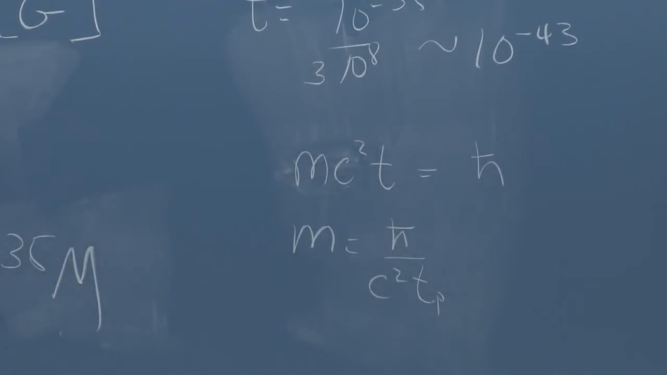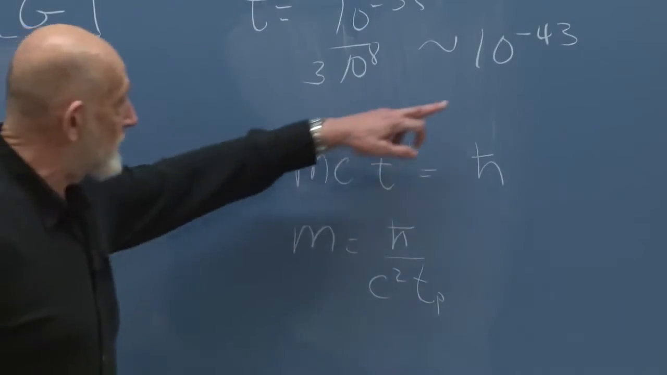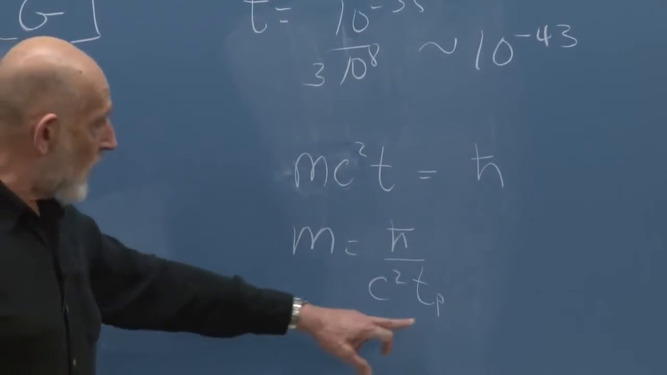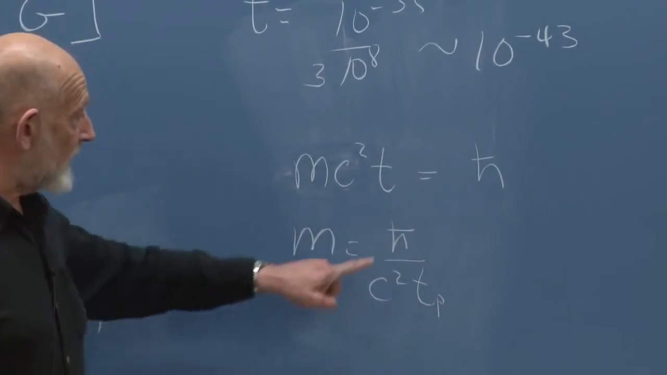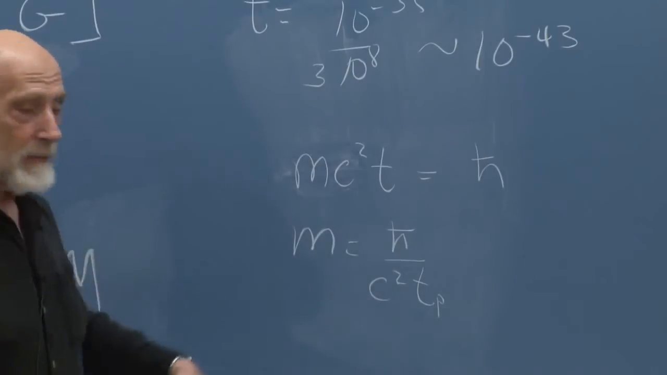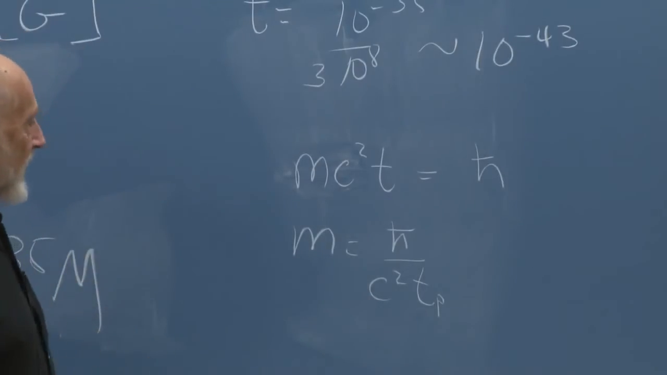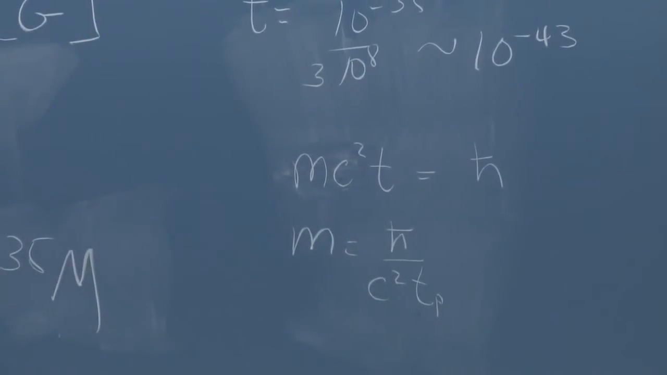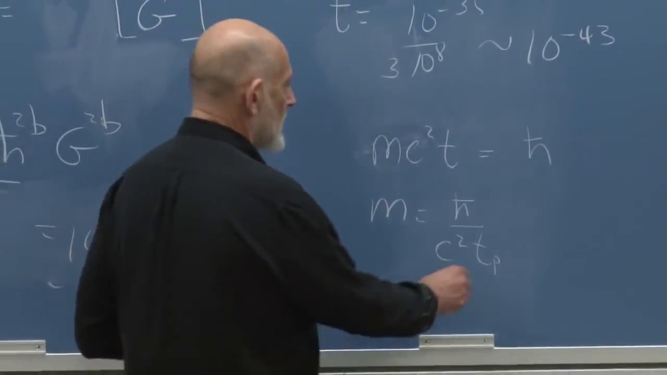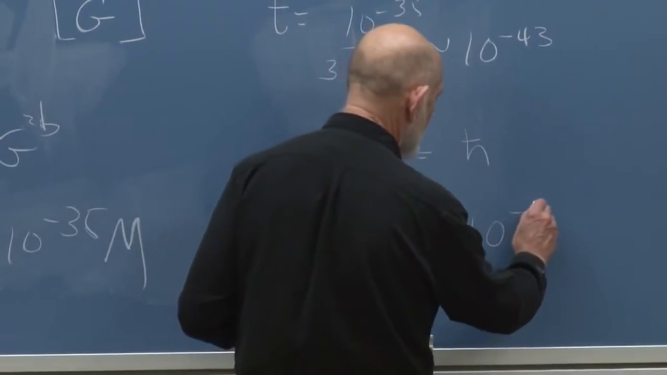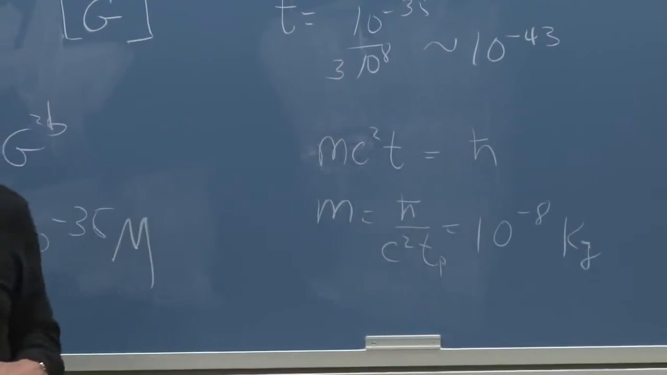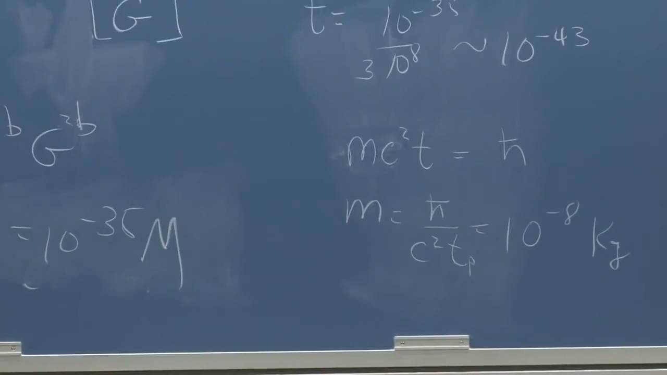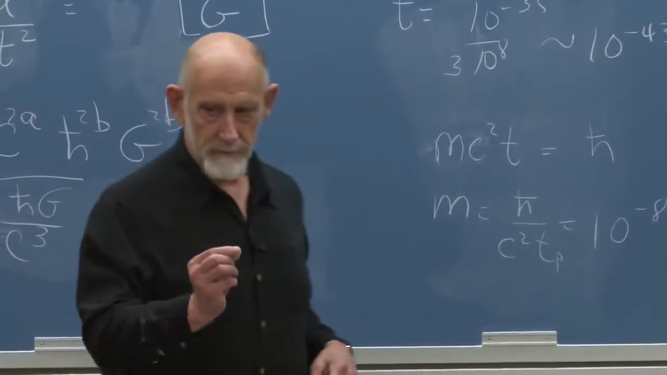We know what the Planck time is. The Planck time is 10 to the minus 43 seconds. So there's a small number in the denominator, a very small number in the numerator, another big number in the denominator. What do you get? You get a number which is neither terribly small nor terribly big. It's about 10 to the minus 8th kilograms. That's not terribly small. The Planck mass is about the mass of a dust mote.